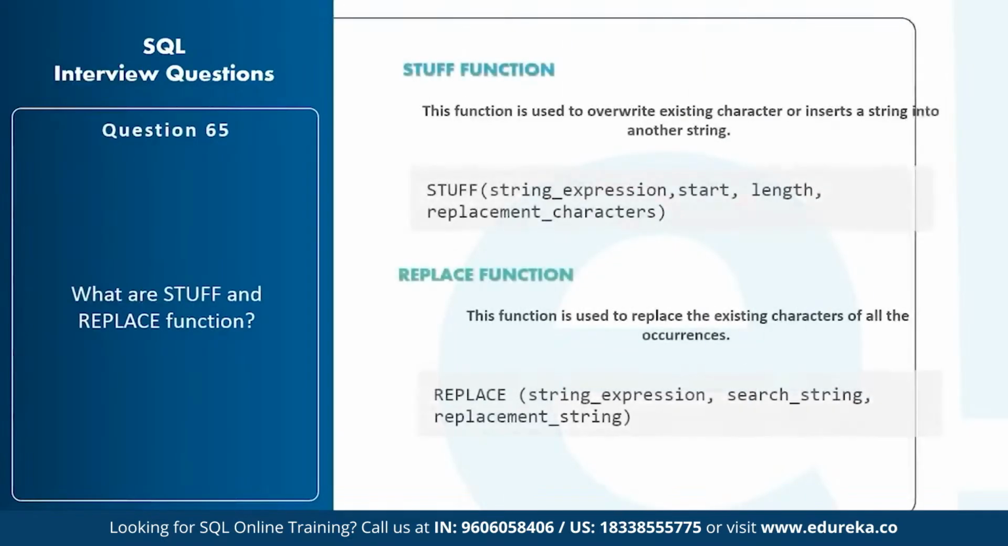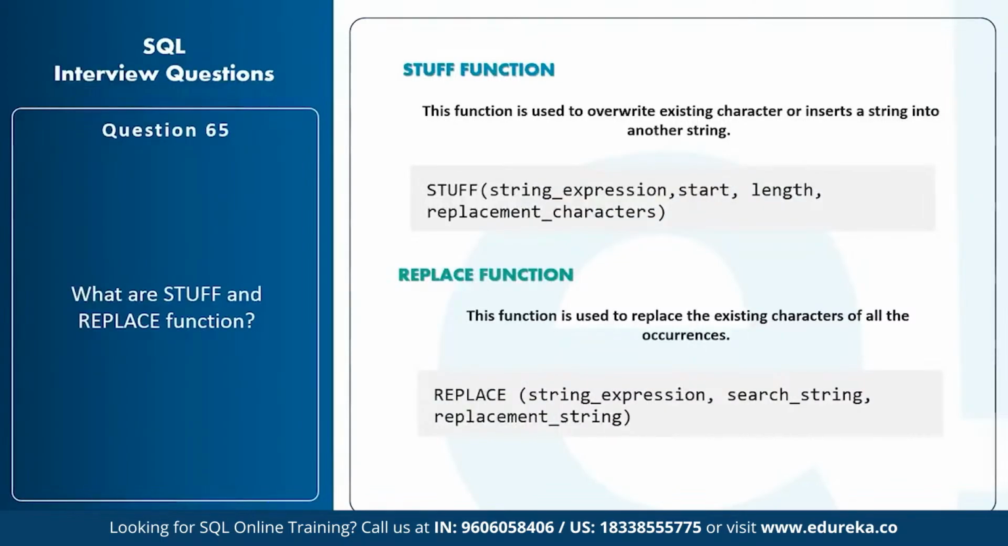So talking about the stuff function first, this function is basically used to overwrite existing characters or insert a string into another string. So the syntax for this function is basically stuff, string expression, start, length, and replacement characters, where the string expression is basically the string that will have characters substituted. Start represents the starting position. The length refers to the number of characters in the string which are substituted, and the replacement string are the new characters which are injected in the string.